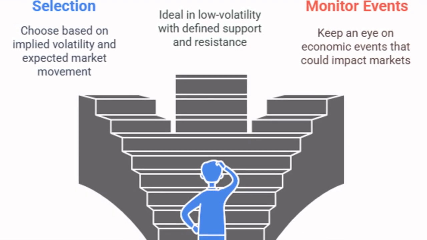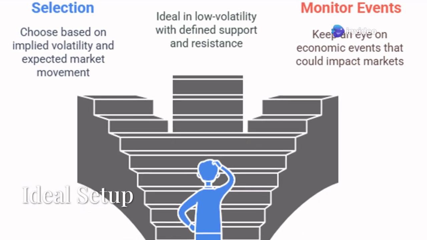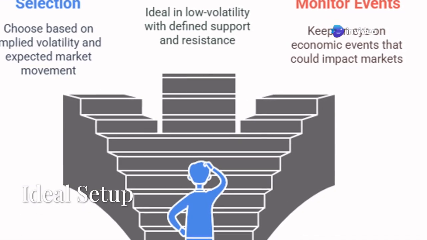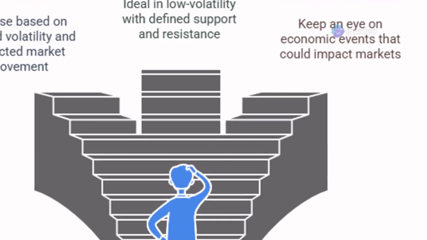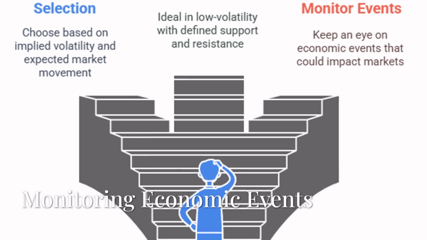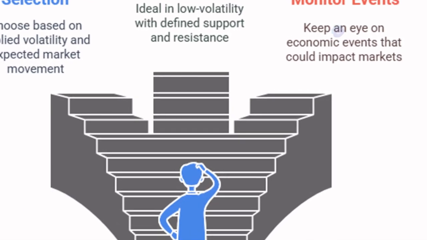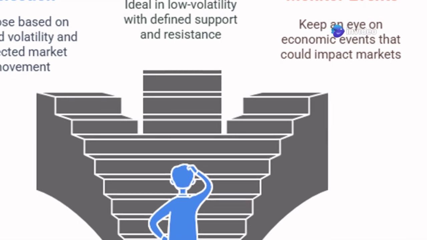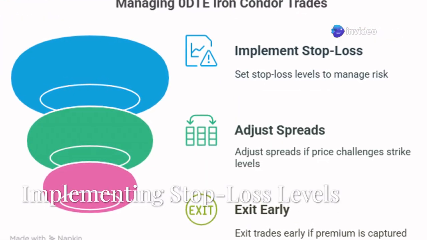Strike prices should be selected based on implied volatility and expected market movement. The ideal setup occurs in a low volatility environment with defined support and resistance levels. Traders should monitor economic events and news that could impact market conditions drastically.